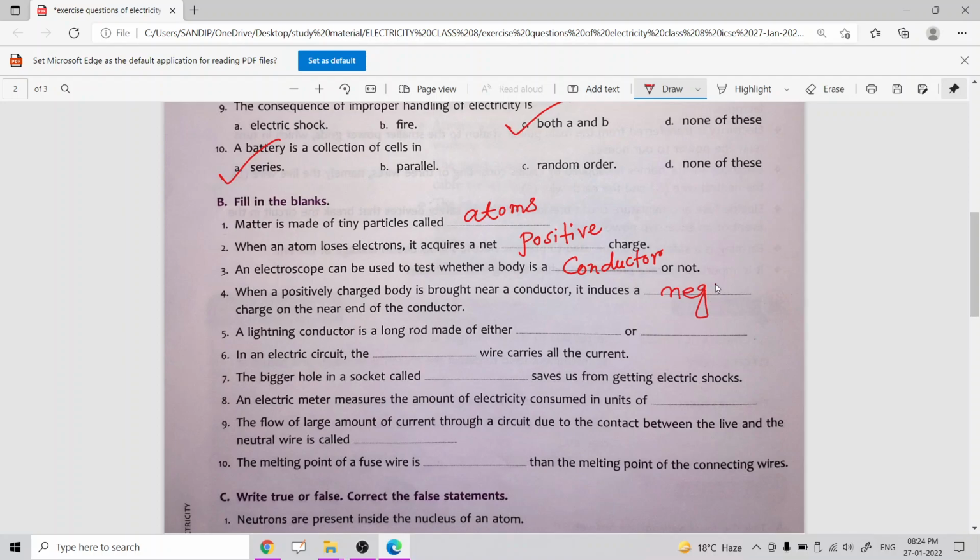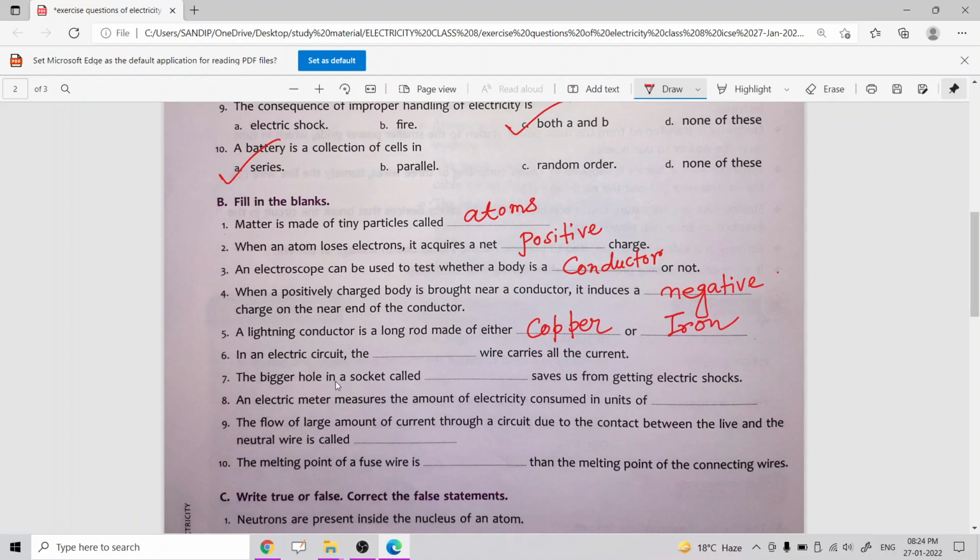If a positively charged body is brought very near to a conductor, then it induces a negative, opposite polarity. Now the fifth question: a lightning conductor is a long rod made of either copper or iron. So here you can say copper or iron.